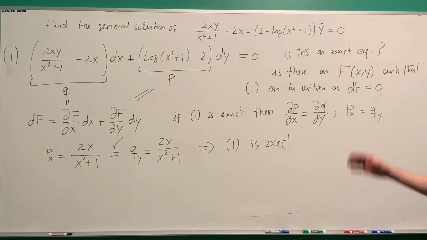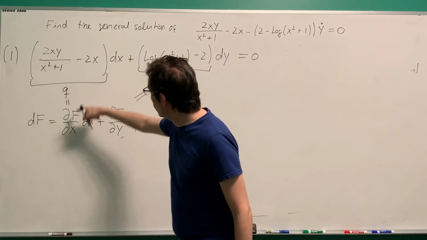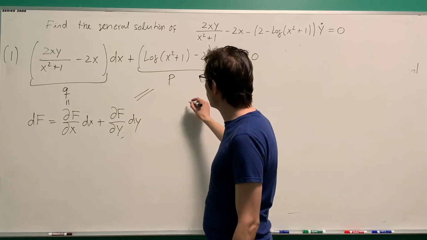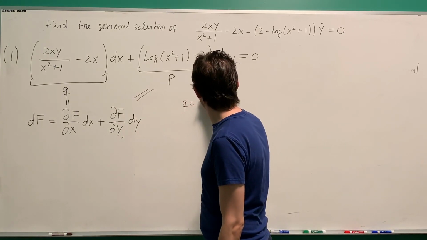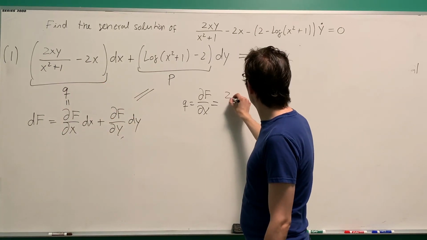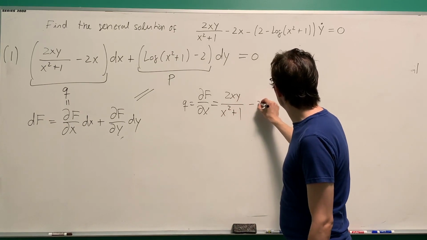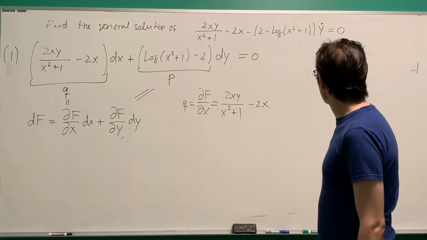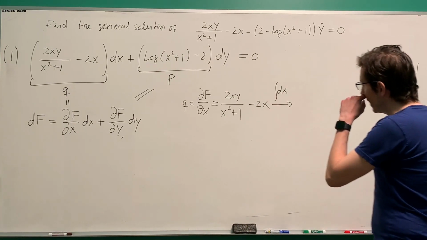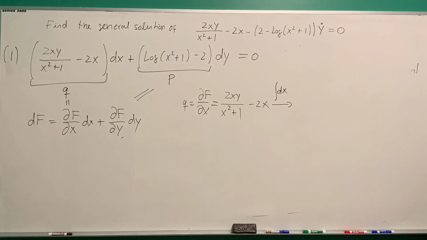All right. Let's erase the board then and solve it. Okay, so we know that q is partial f, partial x, and p is partial f, partial y. So we know now that q, of course, equals partial f, partial x, which is equal, we just copy q, to 2xy divided by x squared plus 1 minus 2x. We can actually get to f through integration with respect to x.